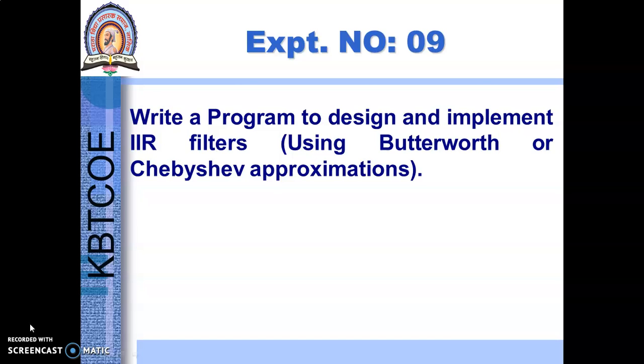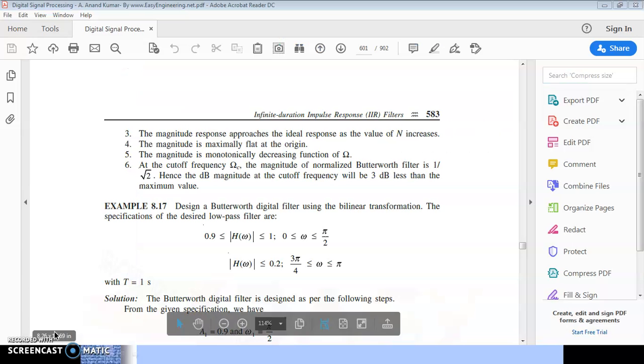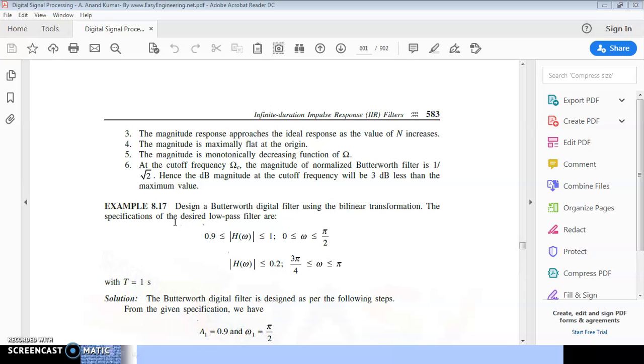Welcome for the next experiment, that is, write a program to design and implement IIR filters using Butterworth or Chebyshev approximation. For this we'll consider the problem statement: we have to design the digital filter using the bilinear transformation for the following specifications, and we have to design the low pass filter here.